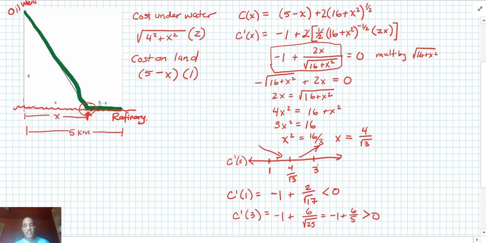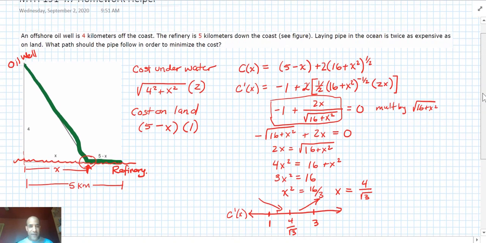So you always want to check to make sure you have a minimum or a maximum. That's the part that people always forget to do. They get down to this critical number and they say, oh, there's my answer. But we haven't proved that it's going to minimize the function or maximize the function. I have just shown with the first derivative test that this is definitely a minimum because it's decreasing before and increasing after. So 4 over the square root of 3 is definitely a minimum, and that's what we wanted to do.